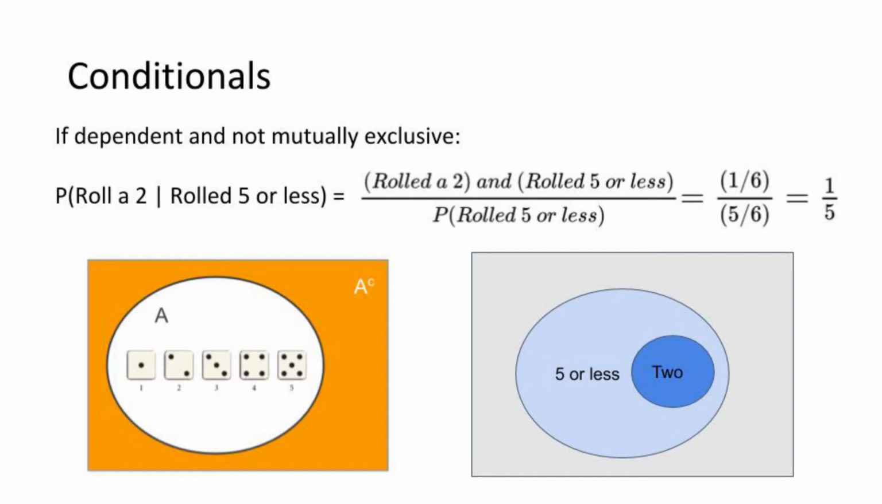So the chance of rolling a 2, given that you rolled a 5 or less, is the probability of rolling a 2, which is just 1 over 6, divided by the probability that you rolled a 5 or less, 5 over 6, which comes out to 1 in 5. And that answer makes perfect sense, because if you already know that you rolled a 5 or less, the probability that you rolled a 2 is just 1 in 5.